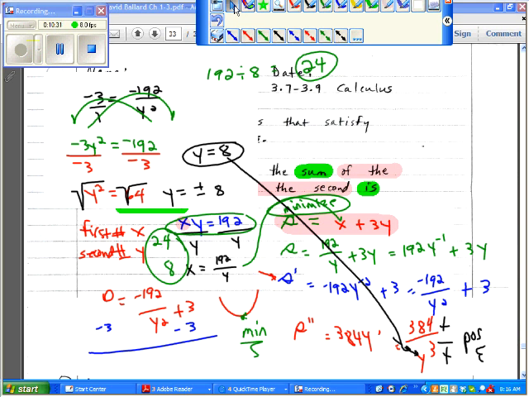And so the minimum sum that you could come up with for two numbers whose product is 192 is 8 and 24. There are other numbers that have a product of 192, but that's the only pair where you can take the sum of the first plus 3 times the second and have a minimum value for the sum of those two things. But still we got that.